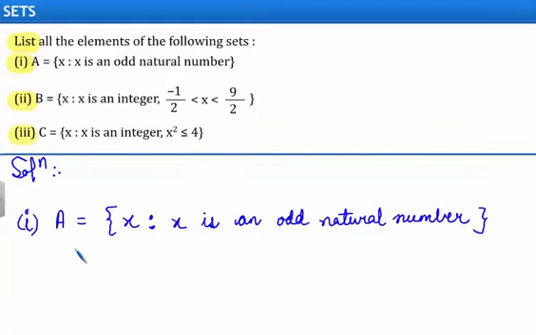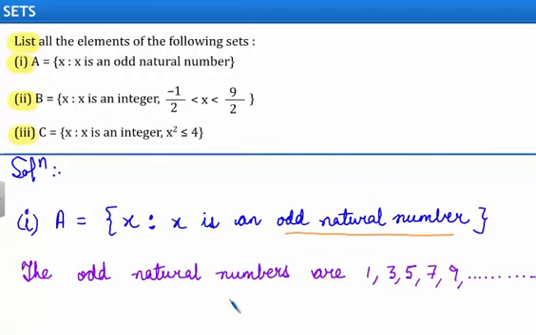The first set given to us is A is equal to x is such that x is an odd natural number. Now, the odd natural numbers are 1, 3, 5, 7, 9 and so on. This list is never ending because the number of odd natural numbers is infinite. Hence, the set A will be equal to 1, 3, 5, 7, 9 and so on. So this completes the first part.